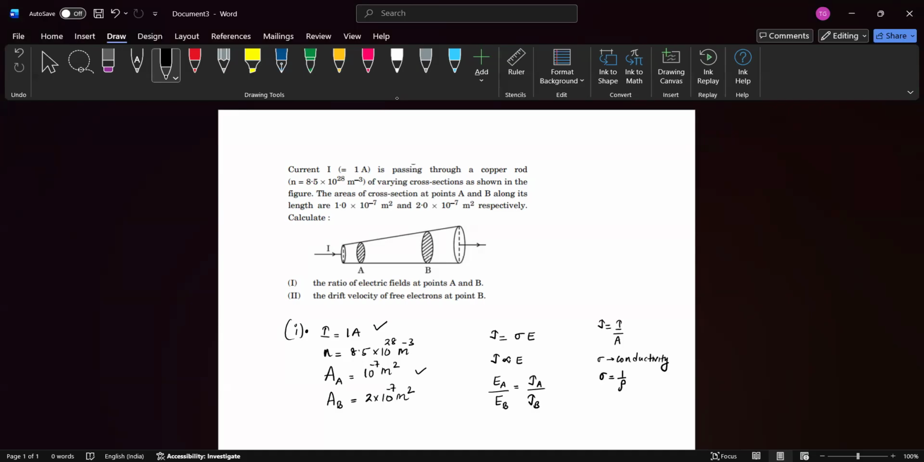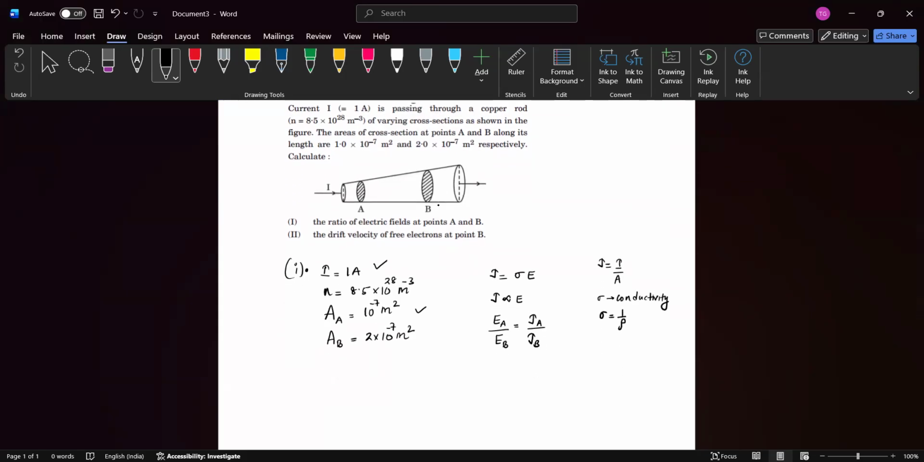So current density at point A, we know current density is equal to current by area. So current by area at A and current by area at B. We know current is not going to change. So this is simply equal to area at point B by area at point A. Area at point B is 2 into 10 power minus 7 meters square, and area at point A is 10 power minus 7 meters square. So the ratio of electric fields at A and B is just equal to 2:1. This is the answer for the first part.